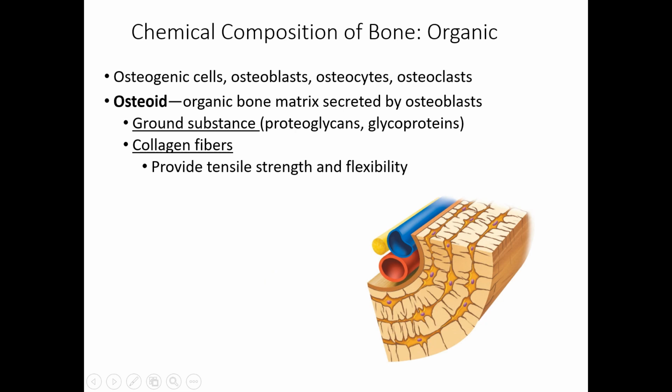So again, what is the chemical composition of bone? Inorganic will be right here in the matrix, and it's calcium phosphate. Organic will also be right here. Those will be fibers and ground substance, different proteoglycans and glycoproteins. And also organic will be different types of cells: osteocytes, osteoblasts, osteoclasts.